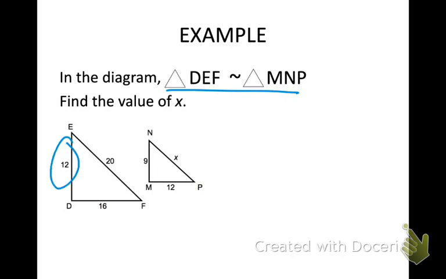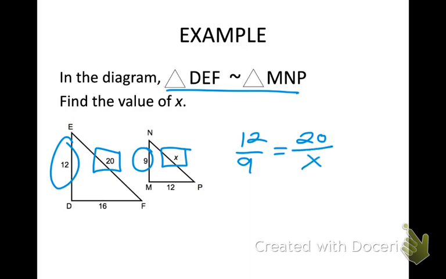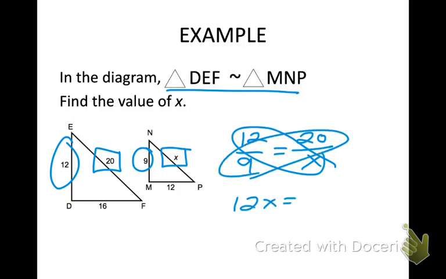I'm going to take this side and this side, since I have both of those, and turn that into a ratio: 12 over 9. Now I need to find my x. Well, x matches up with 20. They're corresponding. They're in the same position. So I'm going to put that as a fraction, 20 over x. And now I'm just going to cross multiply. So this cross product here gets me 12x. This cross product here gets me 180. And then when we do 180 divided by 12, we end up getting x to equal 15.